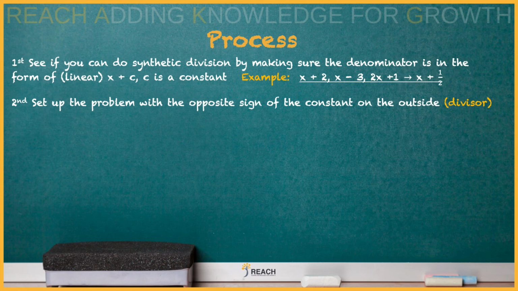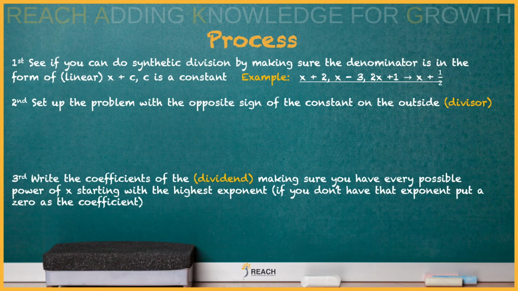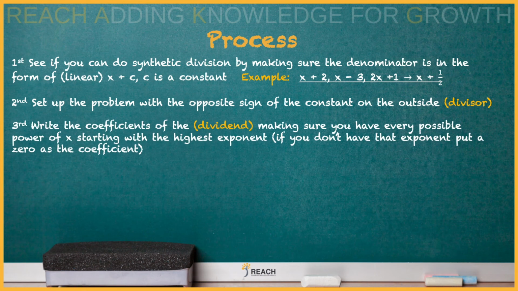Okay, second, we're going to set up the problem with the opposite sign of the constant on the outside for our divisor. Thirdly, we're going to write the coefficients of the dividend, making sure you have every possible power of x starting with the highest exponent. So we call it standard form. And if it doesn't have that exponent, you must put a 0 to represent that power.